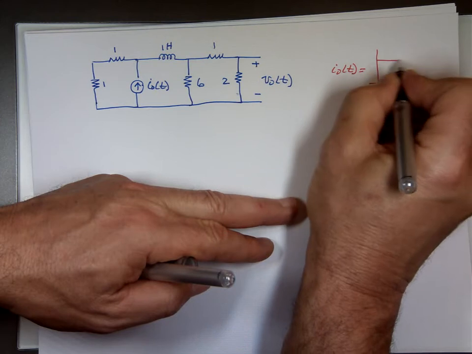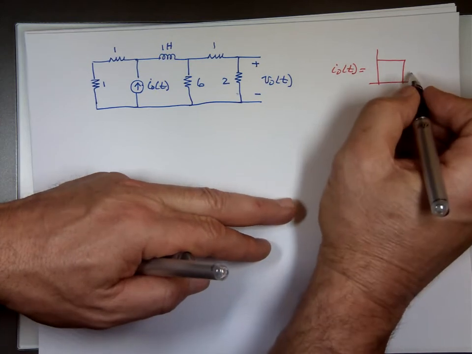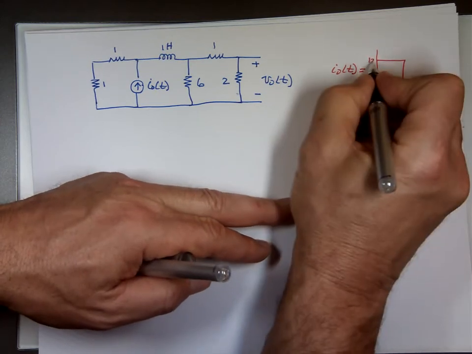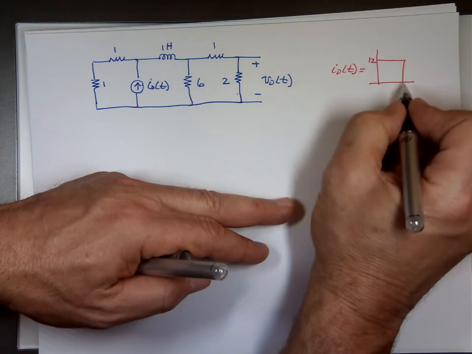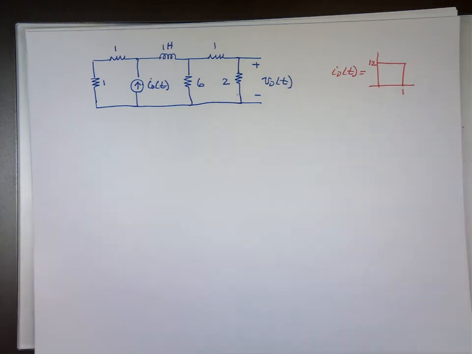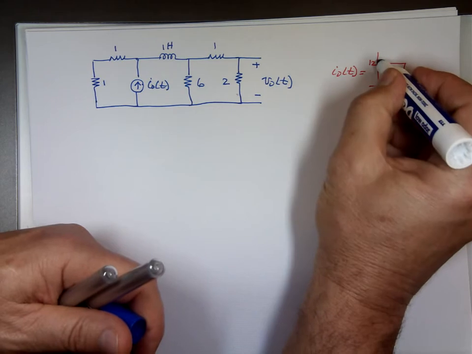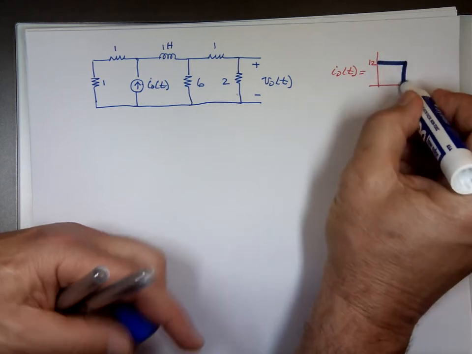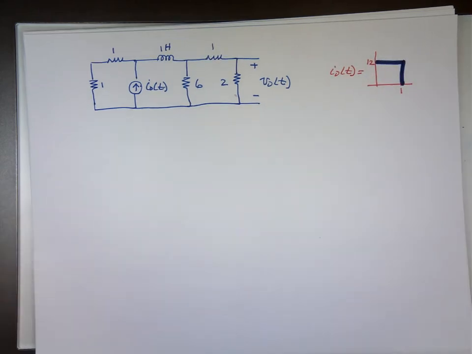That's what you do in the lab. You have a square wave. The value of 12 for t between 0 and 1, and 0 otherwise. So the value of I sub O is 12 between 0 and 1. After that is 0. Before that is 0.